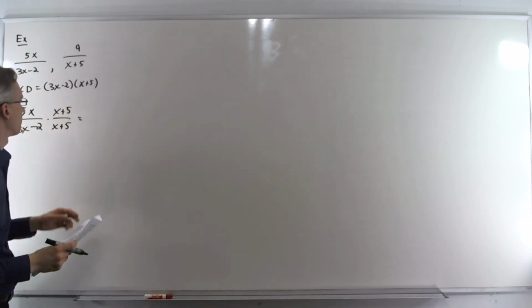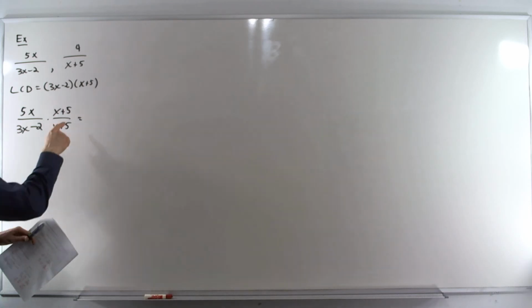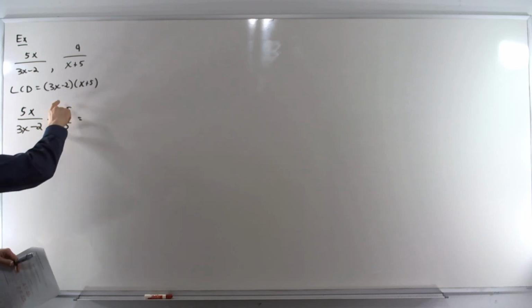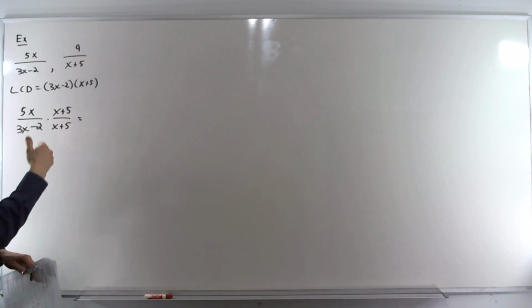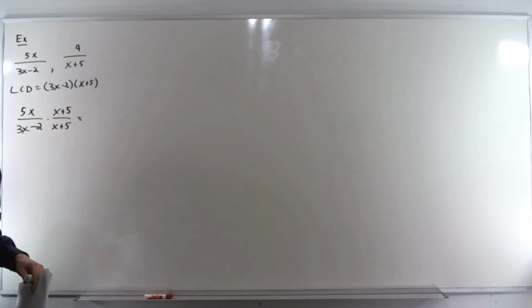You have to multiply it by it over itself, because if we just multiply by x plus 5, we're changing the value of this thing. x plus 5 over x plus 5 is the value of 1. Anything divided by itself is 1, and when we multiply anything by 1, it doesn't change the value. All we're changing is what this fraction looks like.